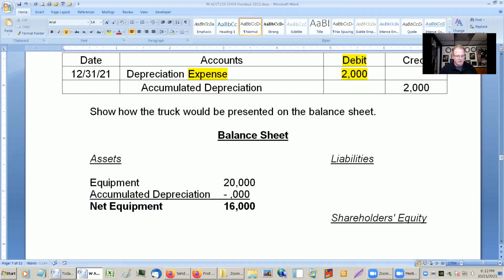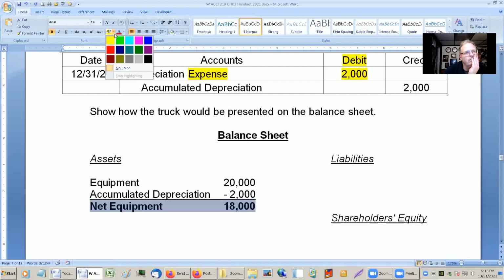Let me get rid of this. It's not confusing. So the equipment we're showing on the books is worth 18,000, and every year it'll go down by 2.